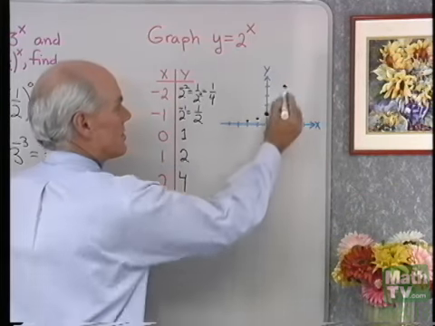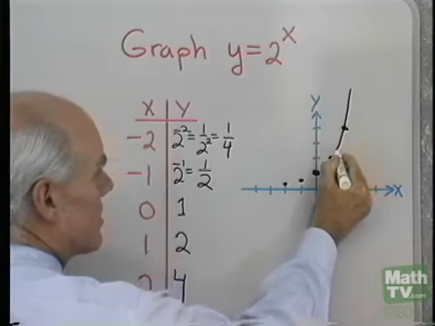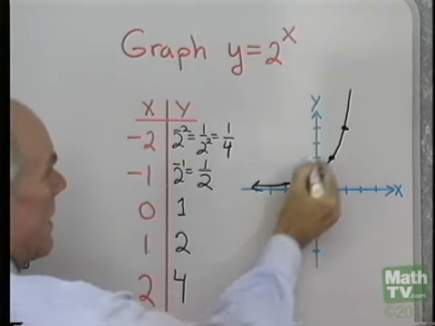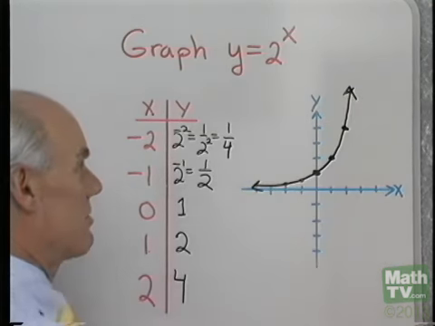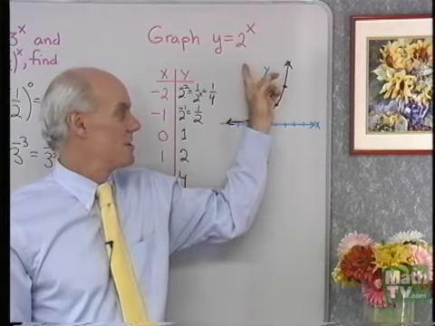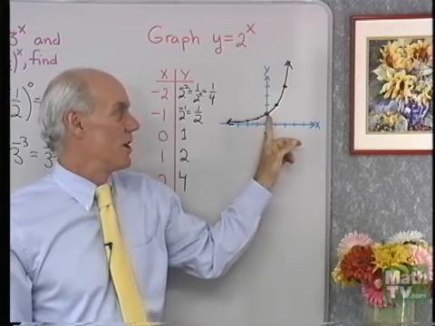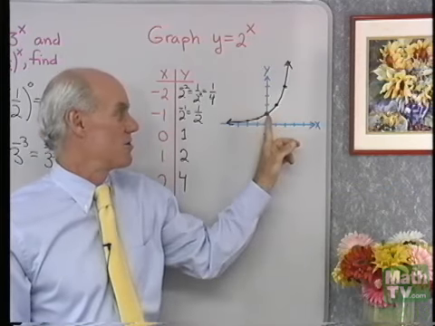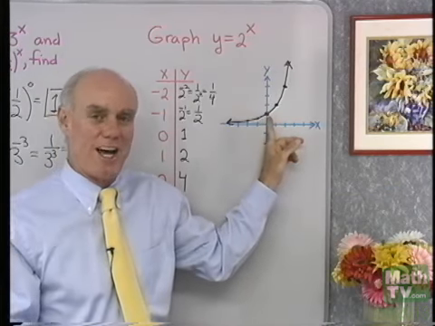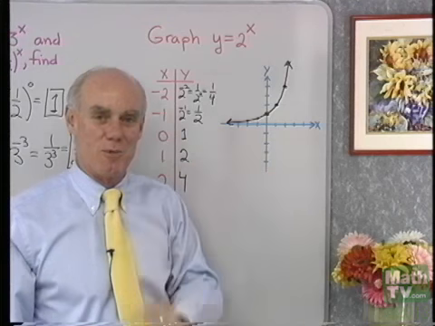So now I'll connect these points with a nice smooth curve, and what I get is the graph of the exponential function y equal 2 to the x. And you can see it goes through the point 0, 1 on the y-axis. All exponential functions will go through that point, 0, 1. Let's look at one more problem.